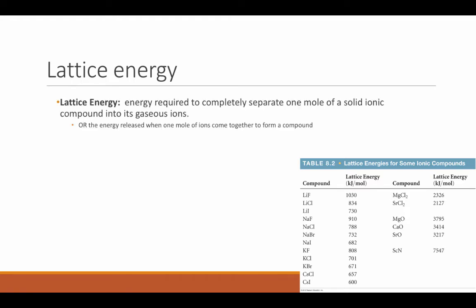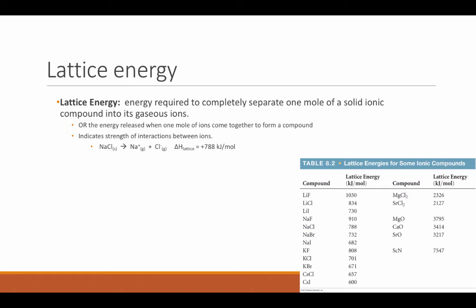Lattice energy is usually defined as the energy required to completely separate 1 mole of a solid ionic compound into its gaseous ions. However, I think it's more helpful to think of lattice energy as the energy released when 1 mole of ions comes together to form a compound. Lattice energy is essentially an indication of strength of interactions between ions. A larger lattice energy means that more energy was required to separate the ions, or, looking at it on the flip side, more energy was released when the ions came together.